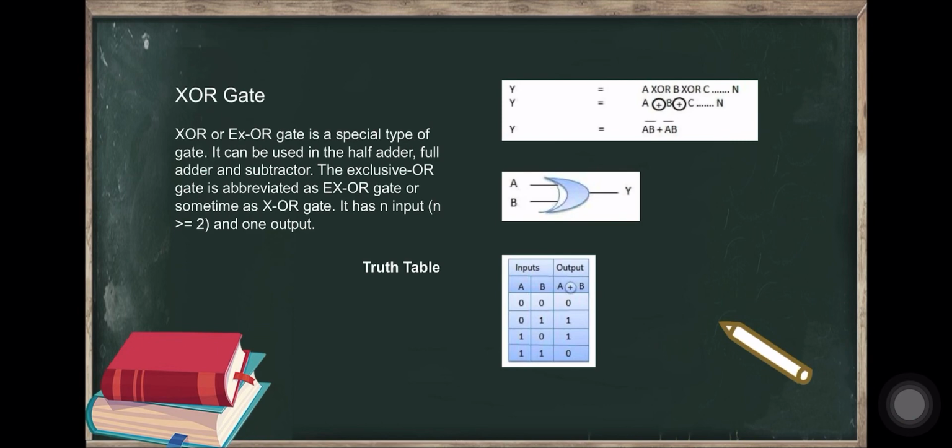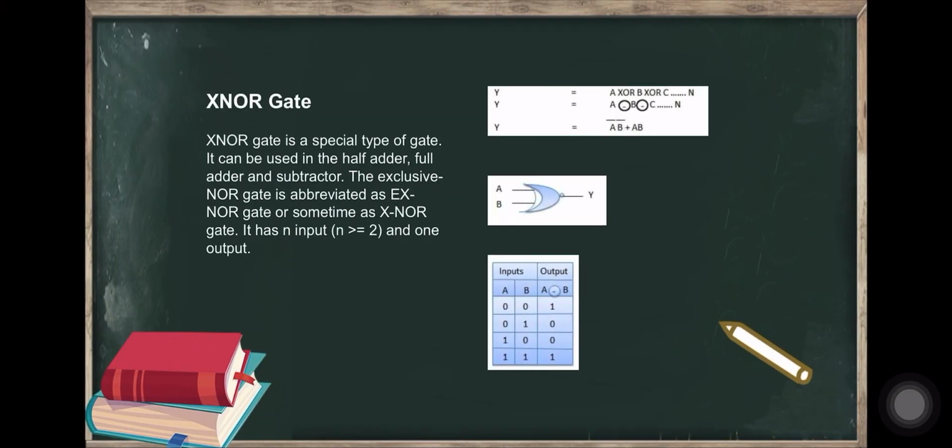When the input A is 0 and the input B is 0, the answer will be 0. 0 plus 0 is 0. When the input A is 0 and input B is 1, the answer will be 1, and so on.